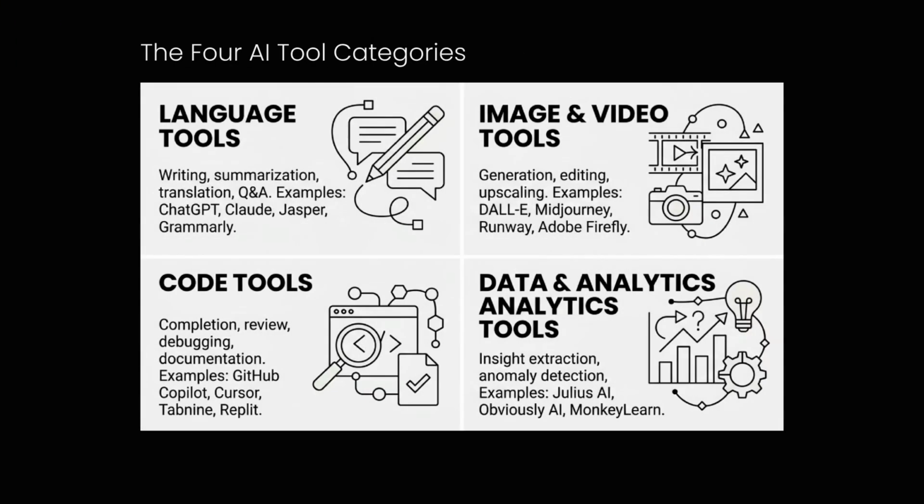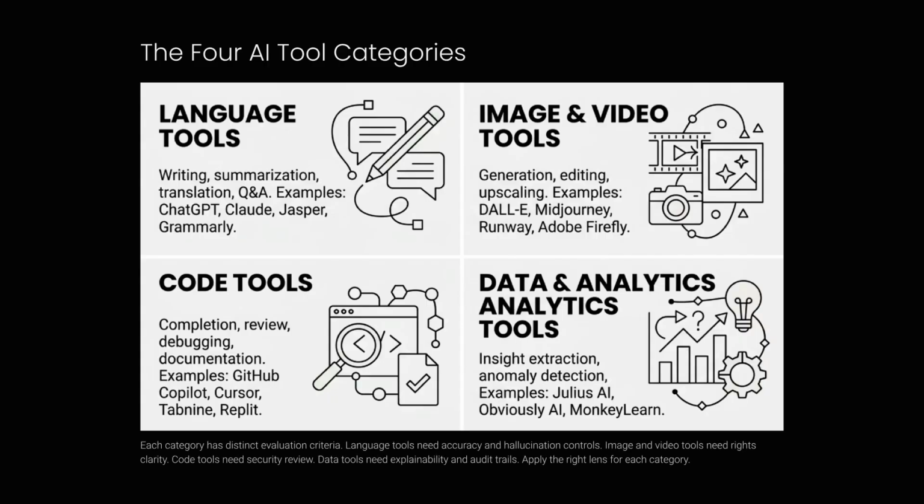These 4 categories are language tools, image and video tools, code tools, and data analytics tools. Each category has distinct criteria for success. For example, language tools prioritize accuracy, while data tools demand audit trails. You must apply the right evaluation lens for the category you are considering.